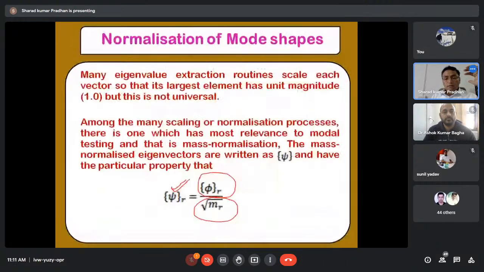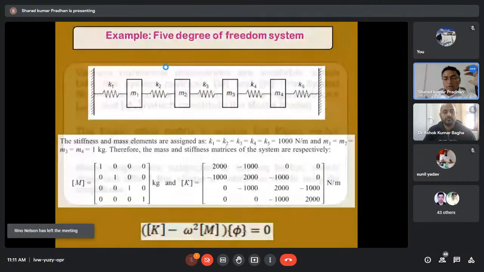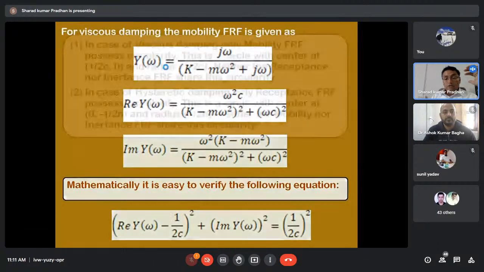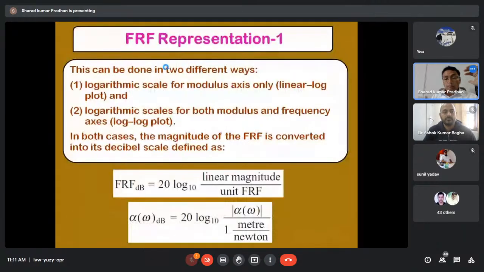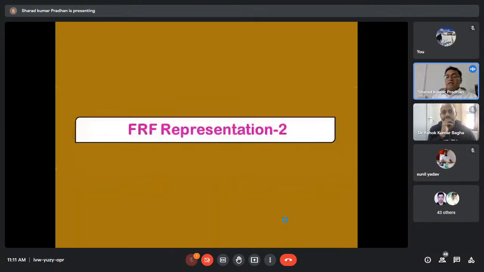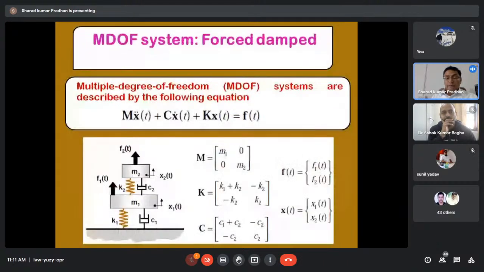Yes, it's here, the inverse. With mobility, you are going to get mechanical impedance. With normal displacement FRF or receptance FRF, you are going to get dynamic stiffness. And with acceleration FRF or inertance FRF, you are going to get apparent mass. So these are the three things which you should remember.